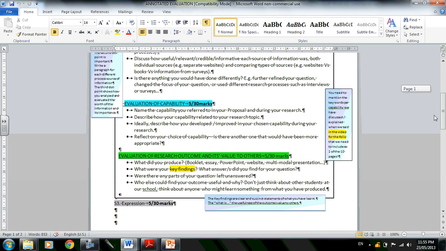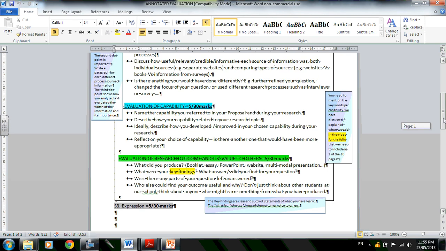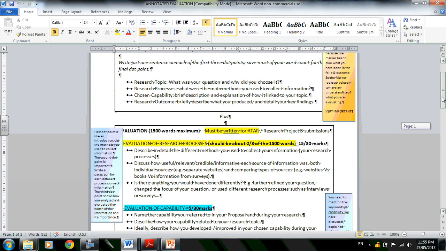And at the end here, you don't evaluate the outcome. You don't let them know the outcome. You tell them the research outcome and value to yourself and to others. How important this outcome was to you and the others. That's what you're telling them there. So they need to know what your outcome is. I want you to use these dot points as an introduction, your methods, how you collect your information, what's important, write a paragraph on each of these.